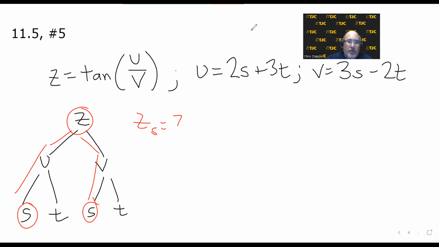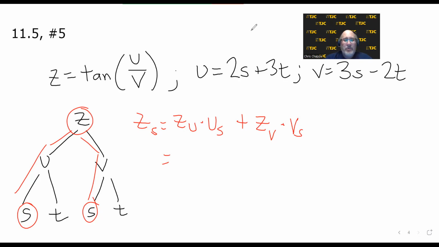On the left one, it's going to be the partial derivative of z with respect to u times the partial derivative of u with respect to s, plus the partial derivative of z with respect to v times the partial derivative of v with respect to s. All of these are fairly straightforward to calculate. Well, tangent's going to be interesting.